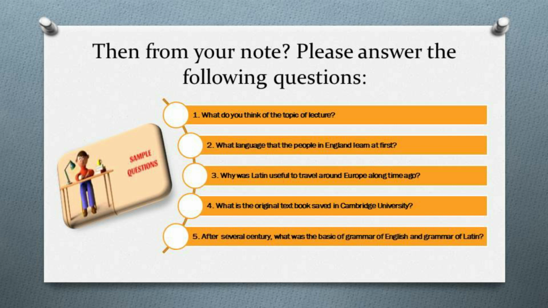And how about the answer for number 3? Why was Latin useful to travel around Europe a long time ago? And then number 4, what is the original textbook saved in Cambridge University? And then number 5, after a couple of centuries, what was the basis of the grammar of English and the grammar of Latin?